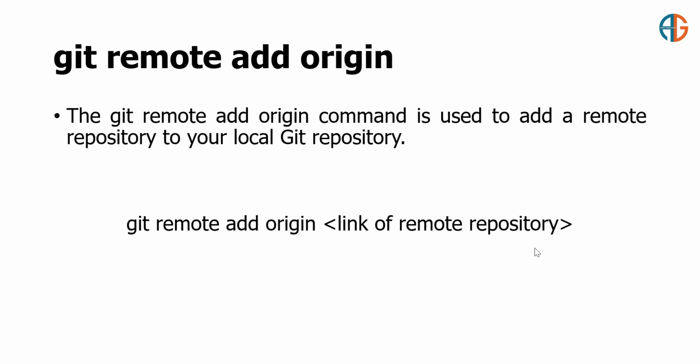And then finally you will have remote add origin. From the local repository to the remote Git repository, you will need to push the files. For that we need to add the origin command, to add the remote repository to your local Git repository. You need to link the remote repository to your local repository, and for that you use the remote add origin command.